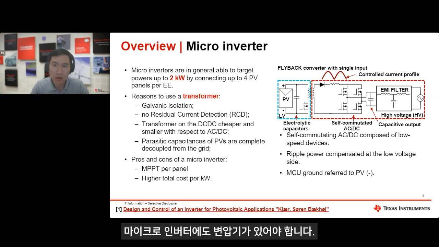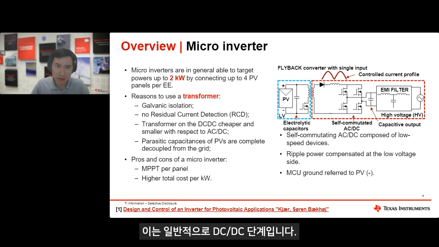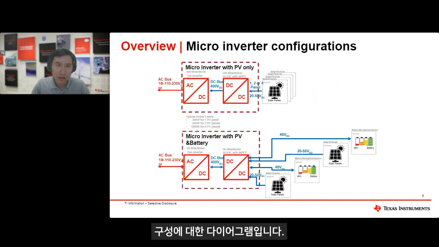A microinverter also needs to have a transformer to provide the galvanic isolation from the grid, and normally it's on the DC-DC stage. And it also needs a DC-AC stage, the inverter stage, to complete the conversion. Here is a diagram for the configuration.